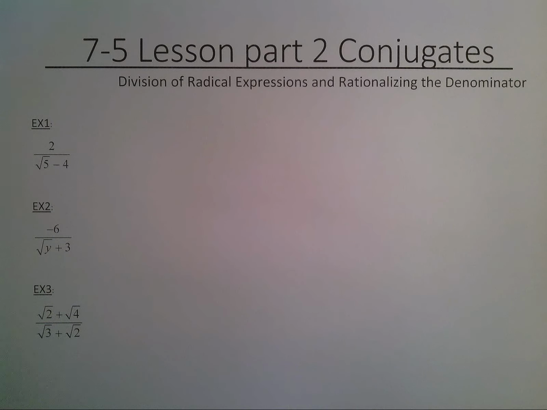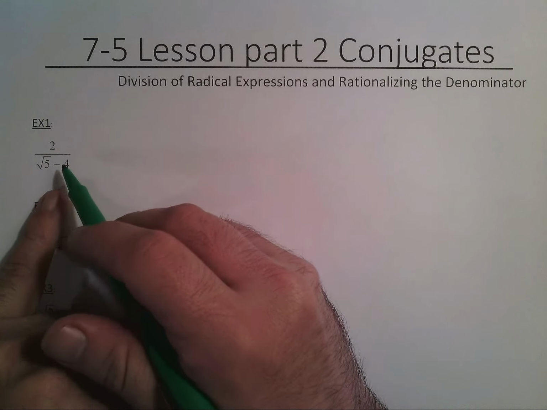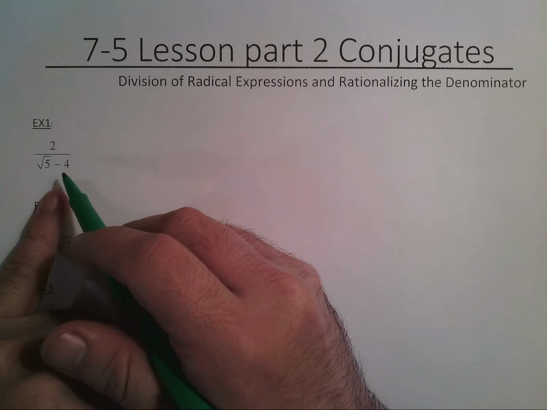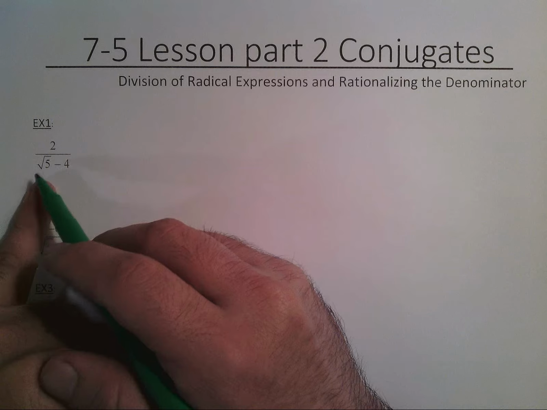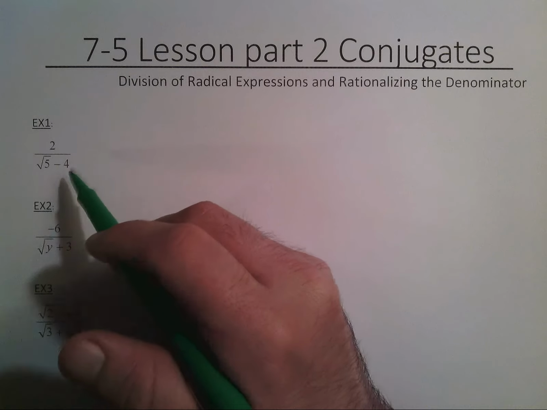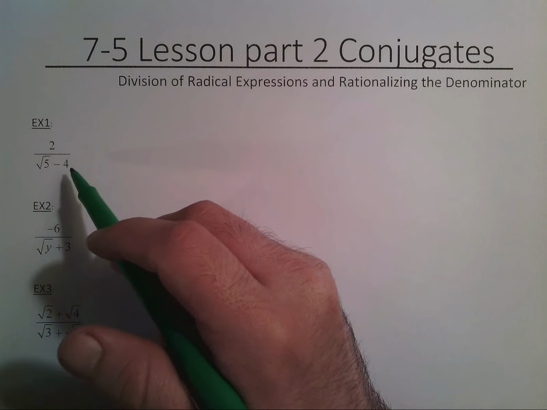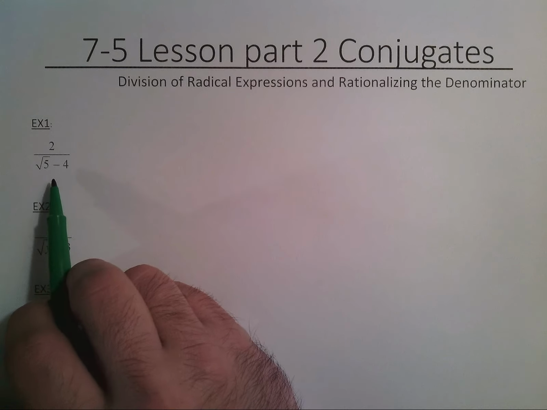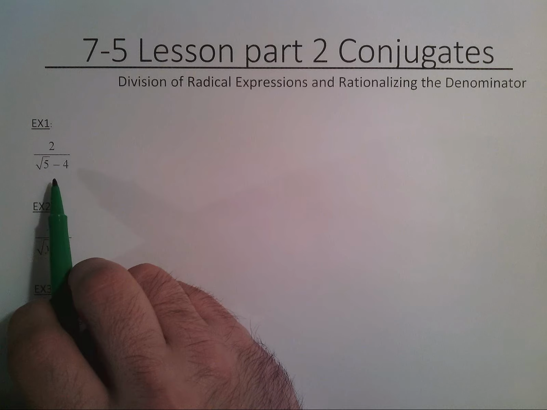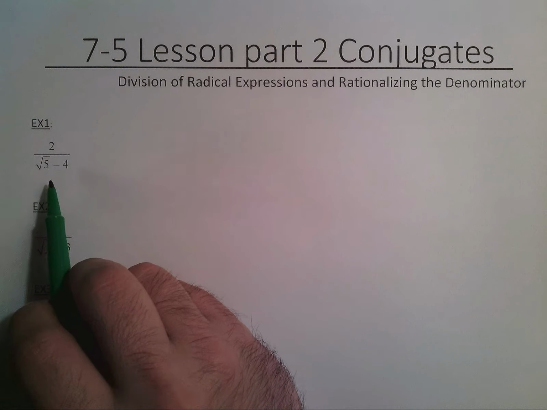7.5, lesson part 2, conjugates, which is kind of an extension of dealing with division of radical expressions and rationalizing the denominator. Now, for example 1, I have 2 over the square root of 5 minus 4. If I try to multiply the top and bottom by the square root of 5, yes, I'll lose the first radical, but when I have 4 times the square root of 5, I still have a square root. I need some way that I can square both of the terms on the bottom and not end up with any other radicals. So just square them and have nothing else.